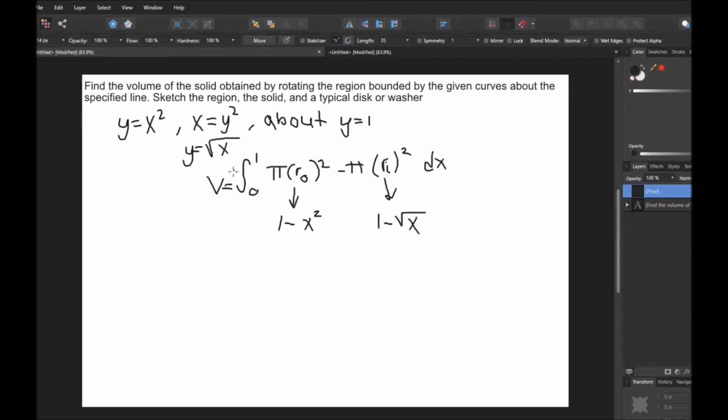And again, I'm just going to factor out a pi in front of the whole thing. So it's going to be pi times the integral from 0 to 1 of 1 minus x squared, minus, I'm going to have to write this a little bit lower. I'm just going to block this off for now. Minus 1 minus square root of x squared.